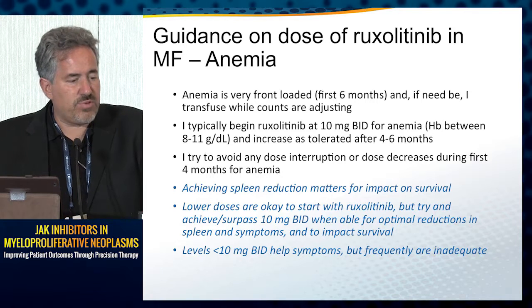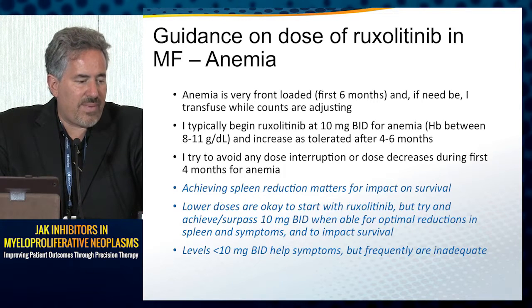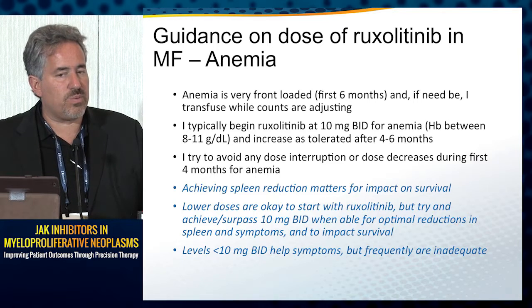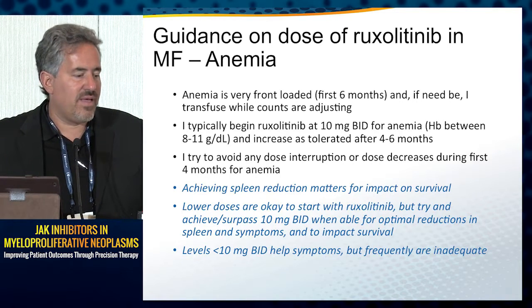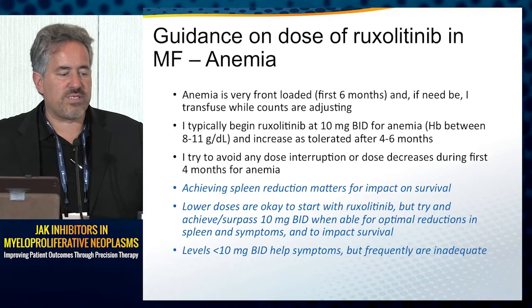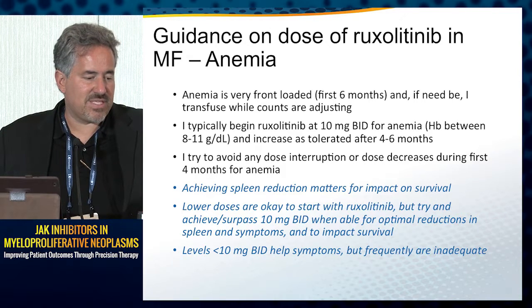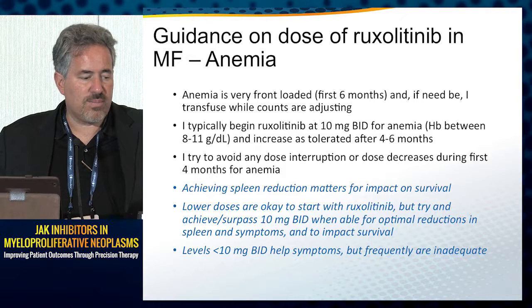My guidance in terms of dosing with ruxolitinib in myelofibrosis: one, I think over time there's a difference between the initial dose and the long-term dose. Over time, I do think the ability or lack of ability to give an adequate dose to reduce splenomegaly is relevant, and it's been found that if we are at sustained levels of less than 10 twice a day, we probably have symptomatic benefit, but we may have less efficacy in terms of splenomegaly or survival. So I'm fine starting them lower, but I do try to increase the dose.